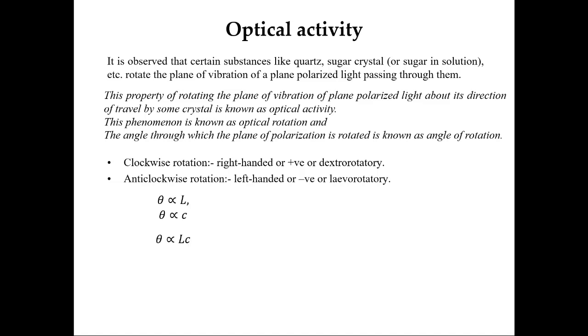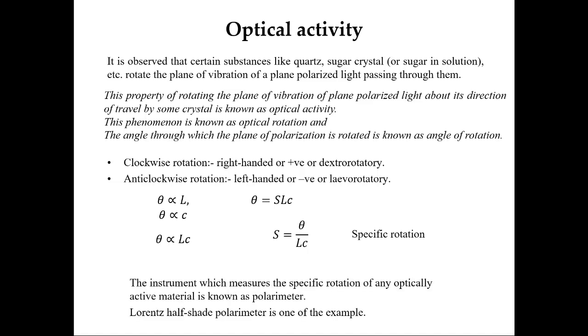This angle of rotation is directly proportional to the length of the substance and concentration of the substance. So this angle of rotation can be given by some coefficient times length of the substance multiplied by the concentration of substance. This S is known as the coefficient of specific rotation or simply specific rotation. The instruments which measure the specific rotation of any optically active material are known as polarimeters. Lorentz half-shade polarimeter is one of the examples.